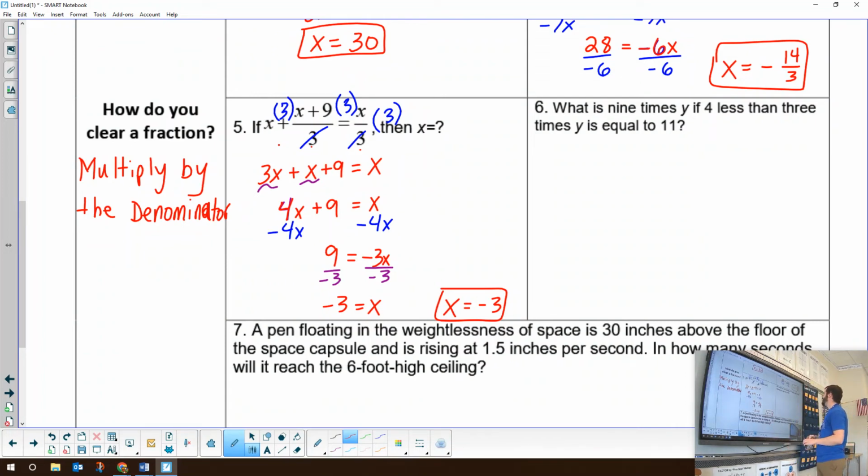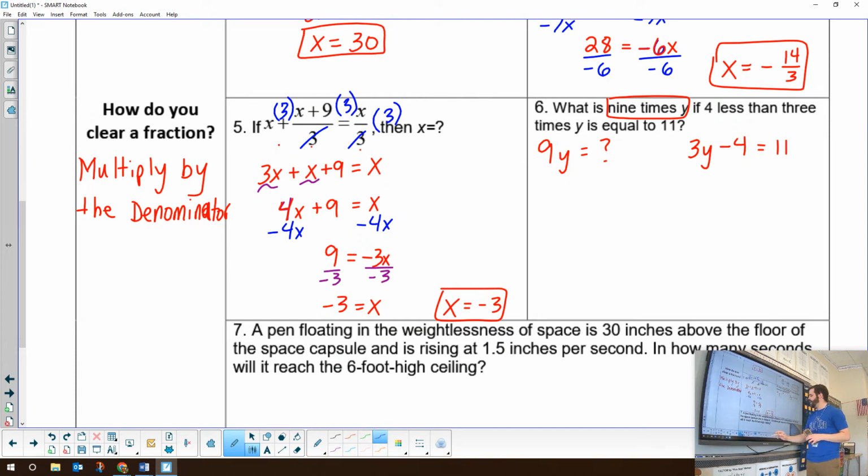Number 6, what is 9 times y if 4 less than 3y is equal to 11. Well, what is my question asking for? My question is asking for this. What is 9 times y? So it wants to know what is 9 times y. And then it says, what is 9 times y if, and then it's going to tell me what y could equal. It's going to say if 4 less, so 4 less means I'm going to minus 4, so 4 less than 3 times y is equal to 11.